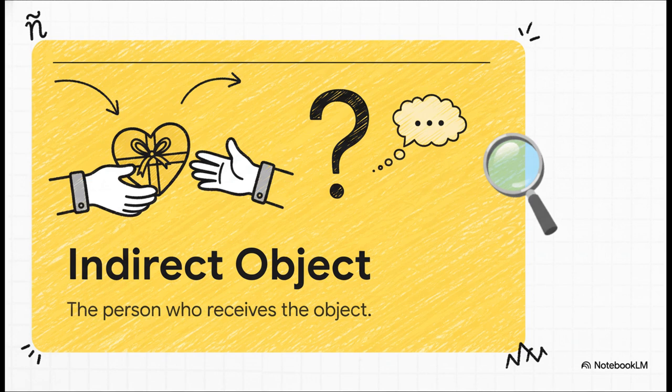It always answers the question, what? Now, the indirect object is a little different. Think of this as the recipient. It's not getting kicked, it's getting the ball. It answers the question to whom or for whom the action was done.